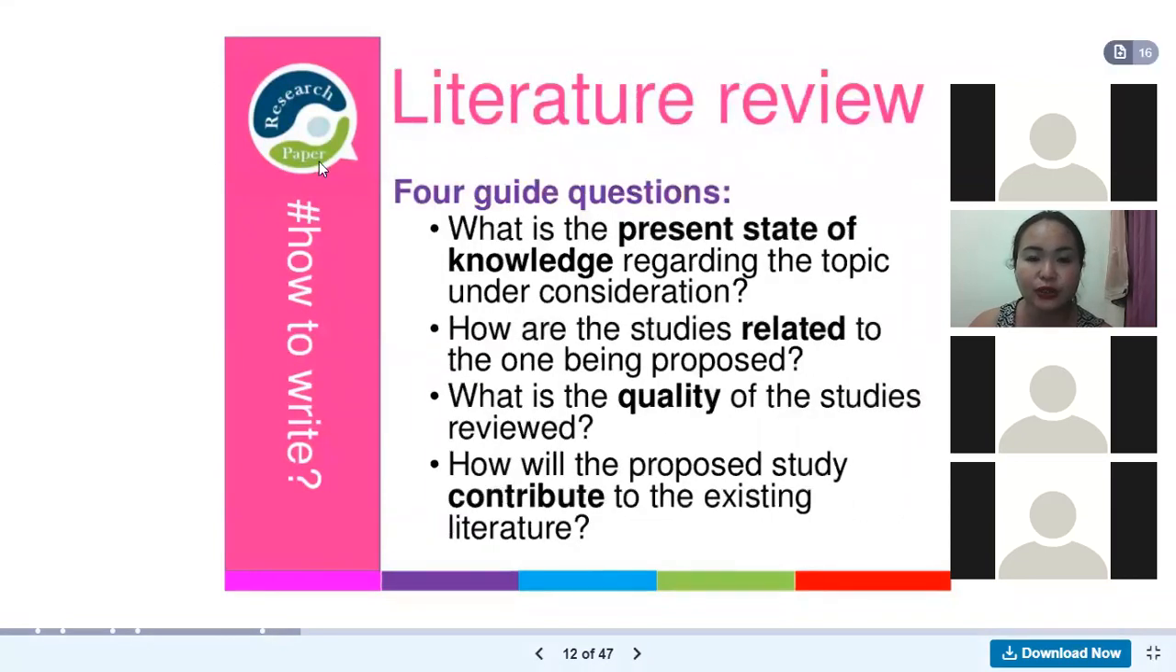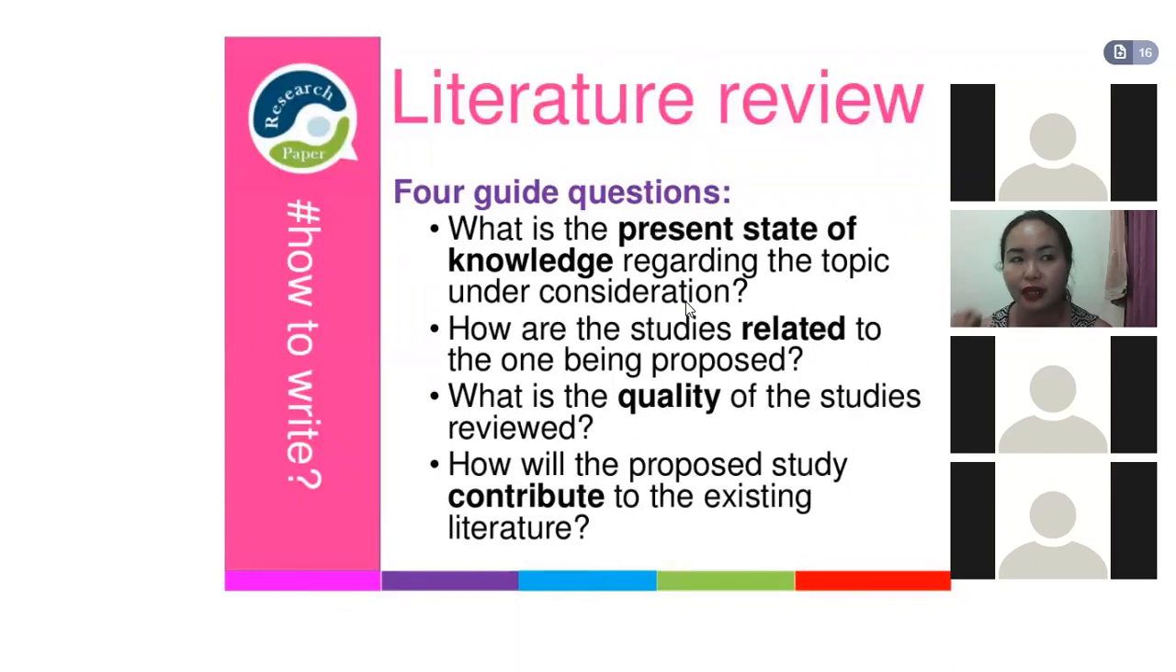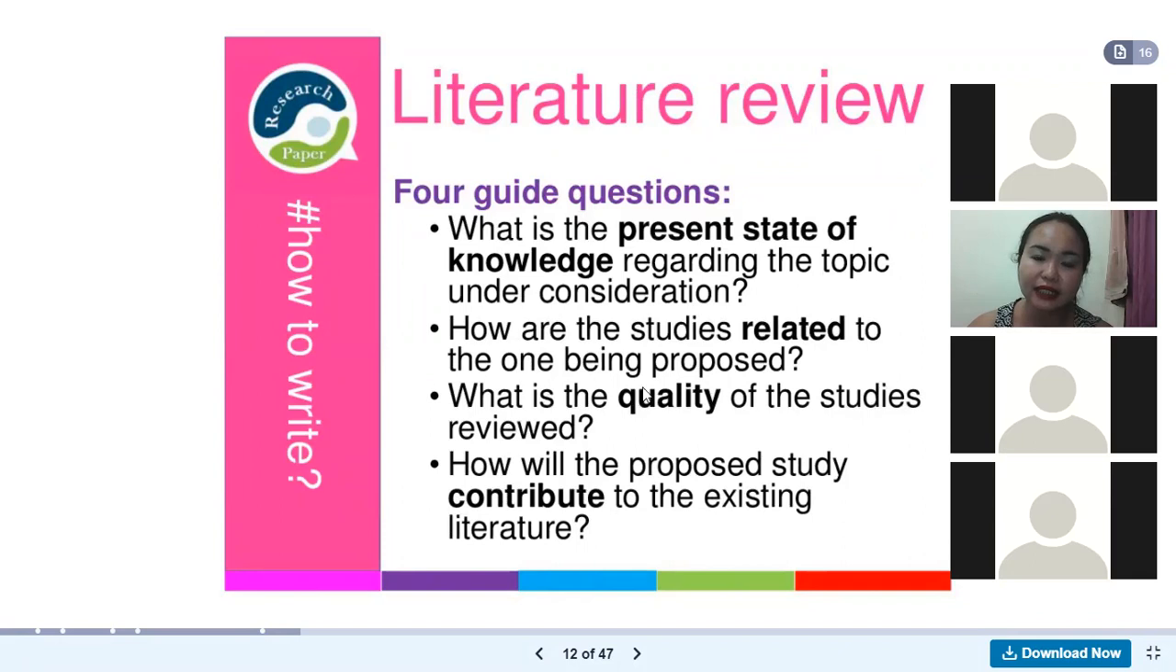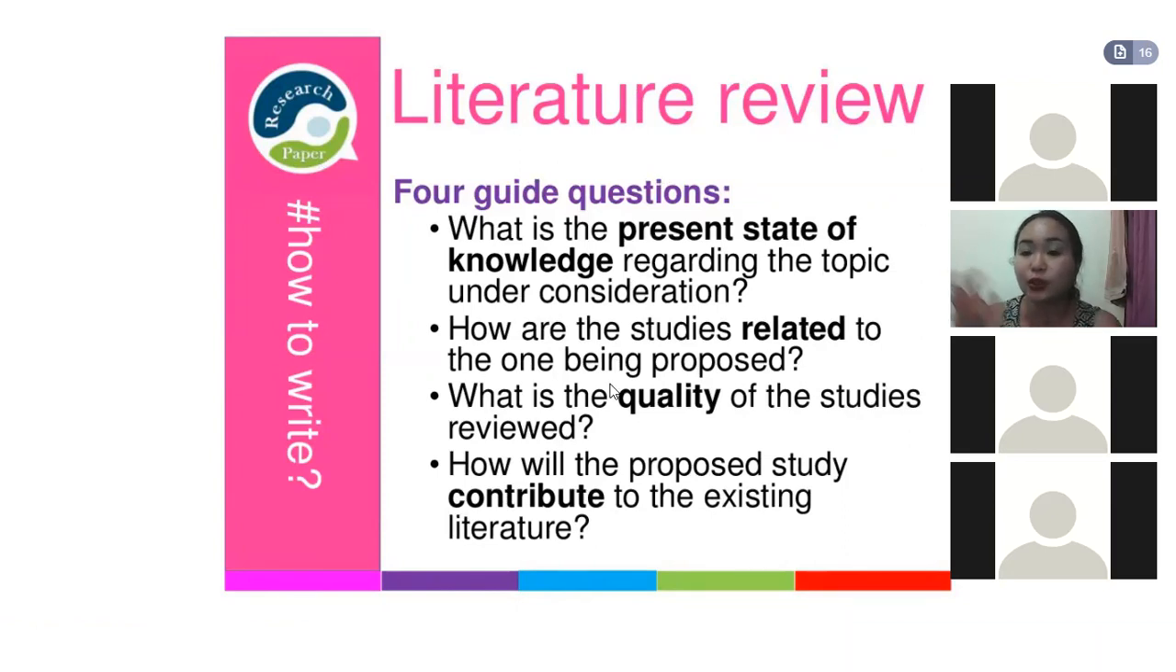So for your literature review naman, it should be the present state of knowledge regarding the topic under consideration. For example, if you're going to study agribusiness, so you should write everything about agribusiness. What are the definition? What are the uses? What are the scope of its study, and so on? And what are the studies related to the one being proposed? So that's why sometimes it's called review of related literature kasi kahit hindi siya mainly the topic itself, but if it is connected, no?